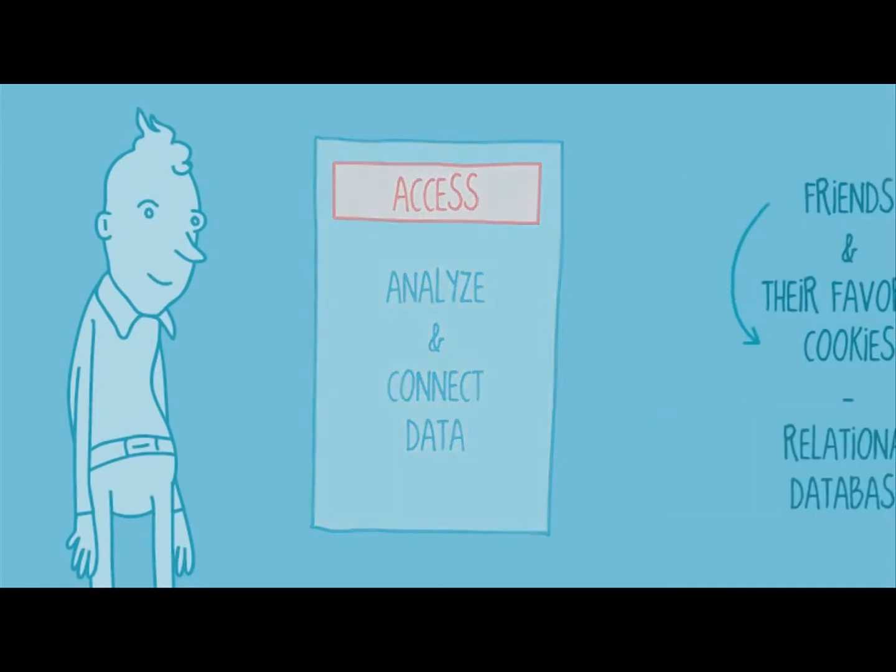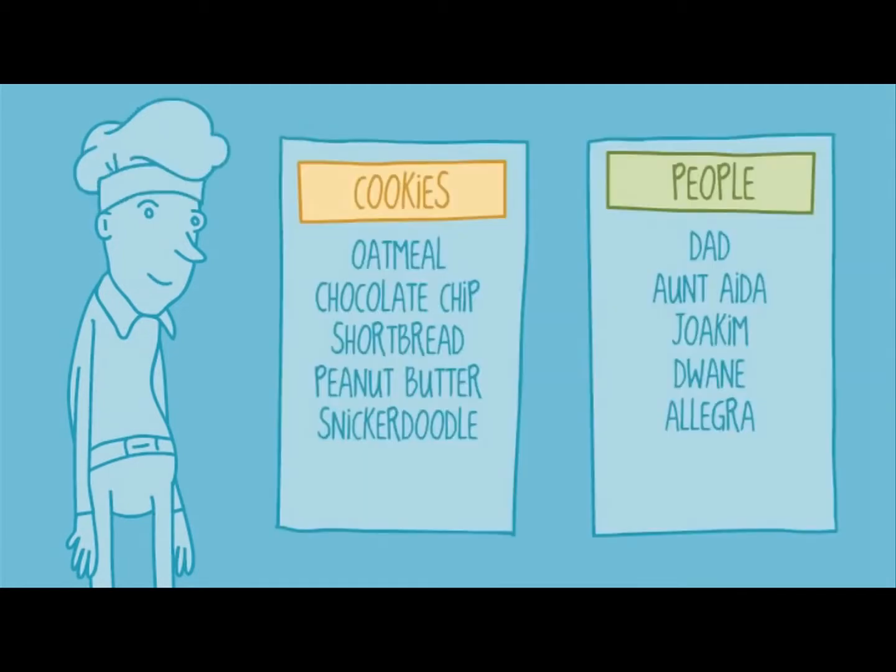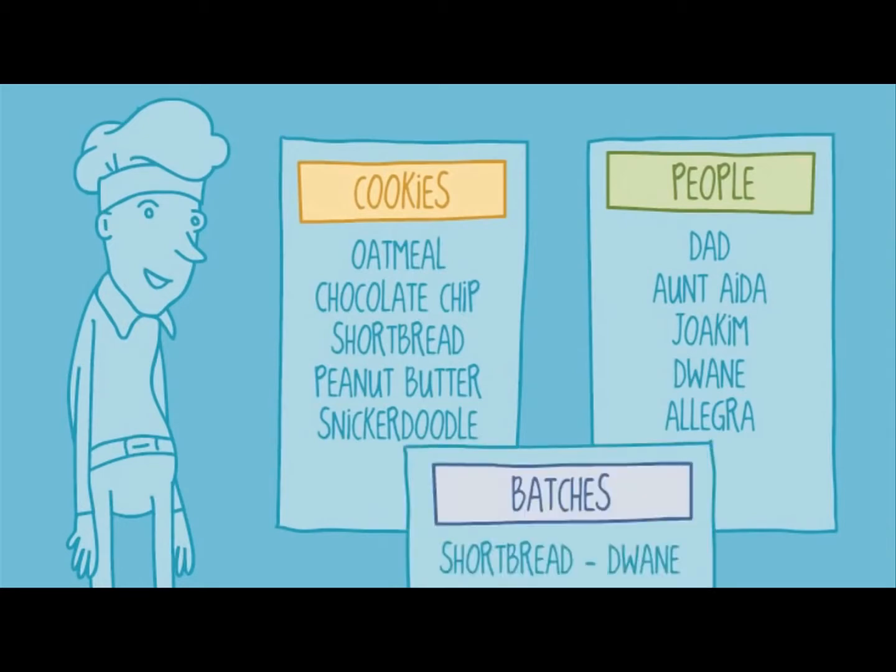Let's think about what that means while we go back to our amateur baker's database and build a third list to keep track of batches of cookies and who they're for. It's easy to see the relationship here. All I did was pull Dwayne from this list and shortbread from here. Access can see and use that relationship too, but Excel can't.